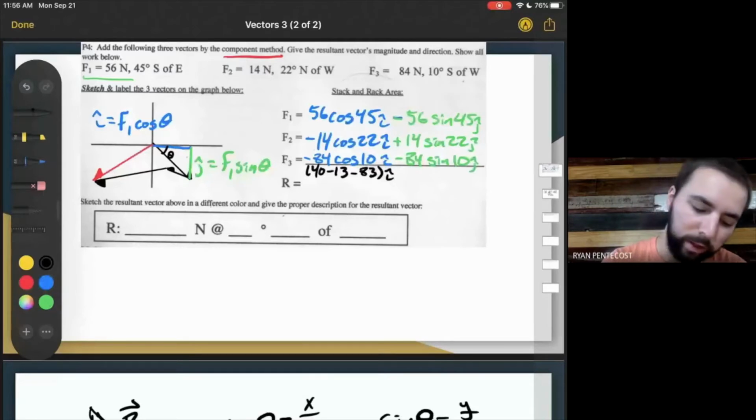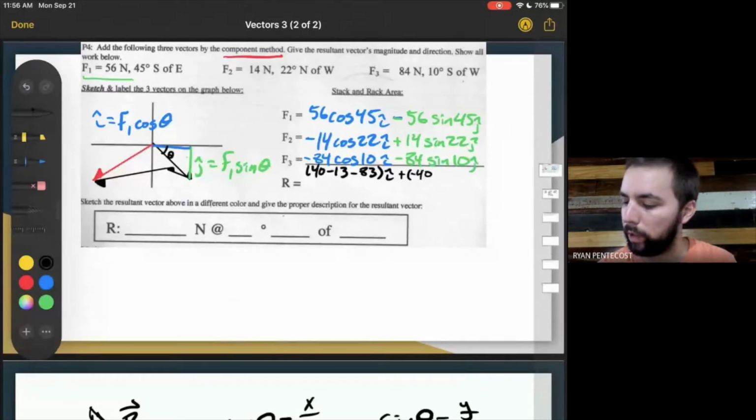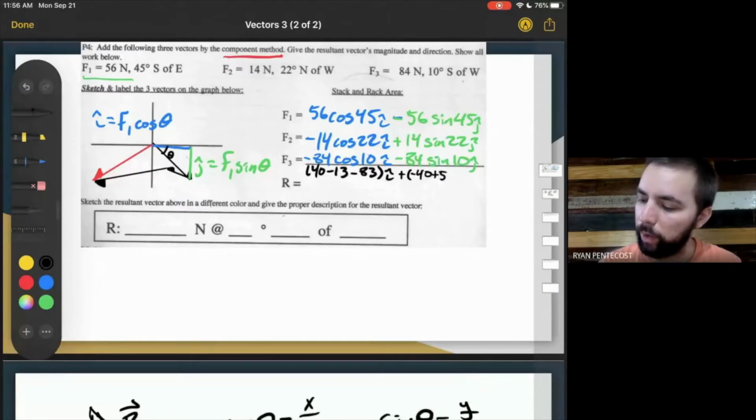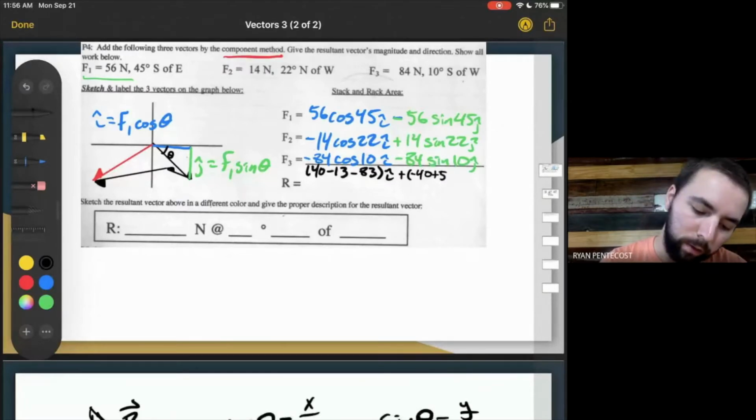Then we have 56 sine 45. That is again 40, but this time it's negative. Then we have plus 14 sine 22, which is about 5. Then we have minus 84 sine 10, which is about 15 on j. So that means that our vector has the coordinates, if you do all that math, negative 56 i hat minus 50 j hat.